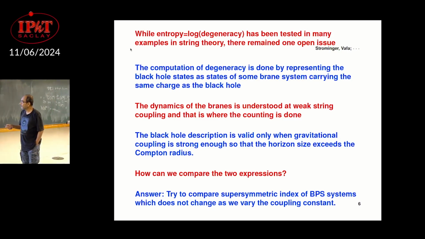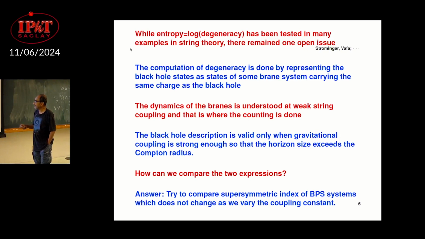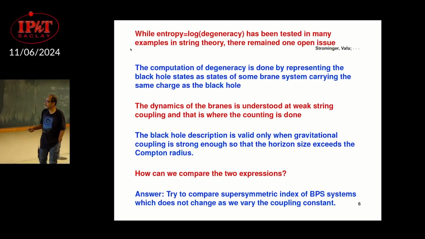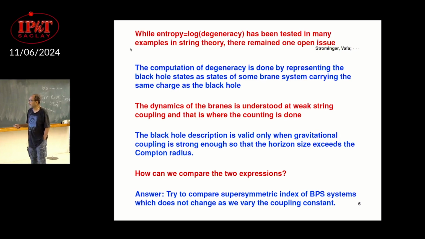But the dynamics of these branes is understood at weak coupling, and this is where the counting is done. In fact, one basically uses the free field limit, and in that case the dynamics of the branes just reduces to a collection of harmonic oscillators, and that's what one uses to count the number of microstates. But the black hole description is valid only when the gravitational coupling is strong enough so that the horizon size exceeds the compton radius. So these are different regimes in which the analysis is done. And so the question that arises is, how can you compare the two expressions? Because you are comparing a calculation at weak coupling to a calculation at strong coupling.